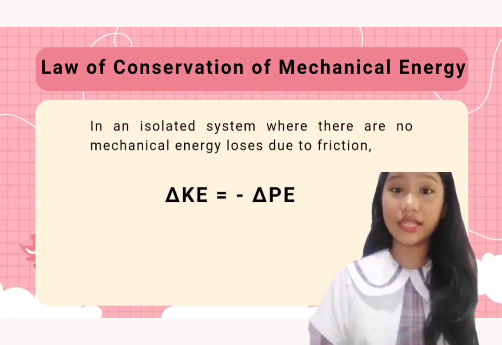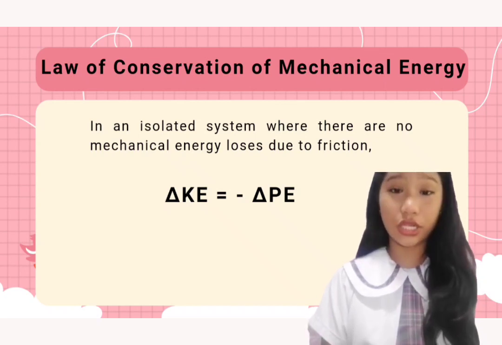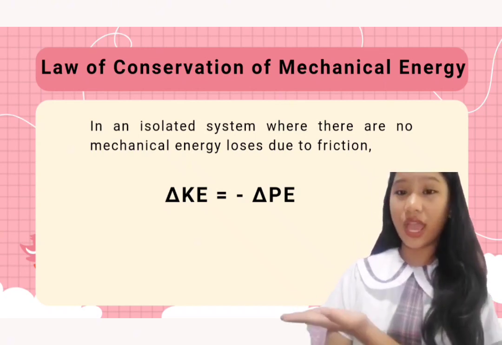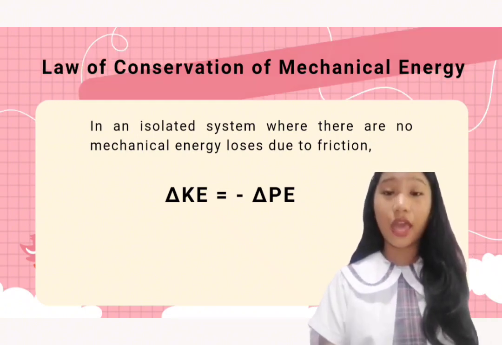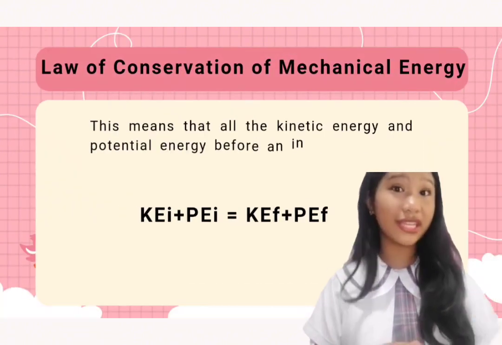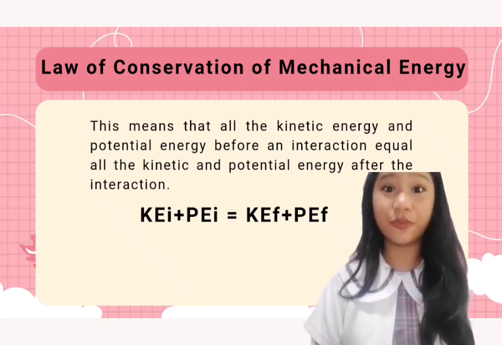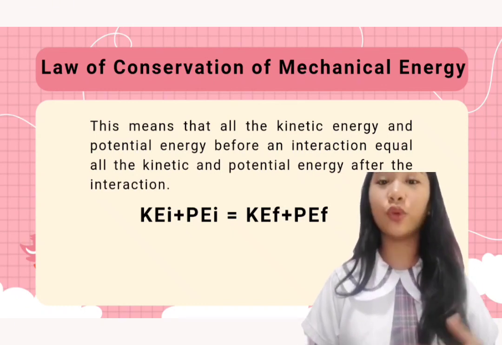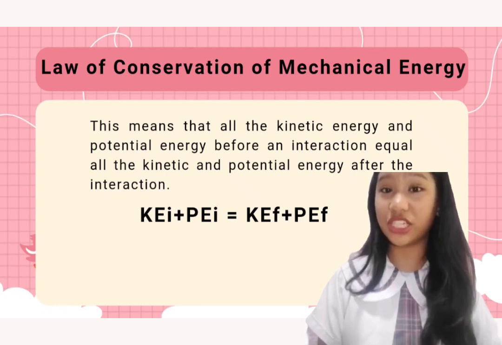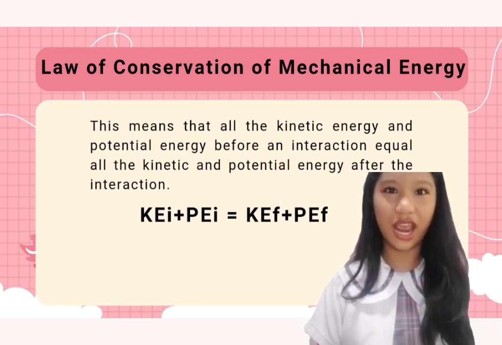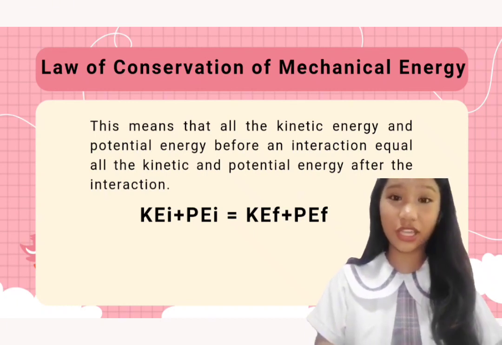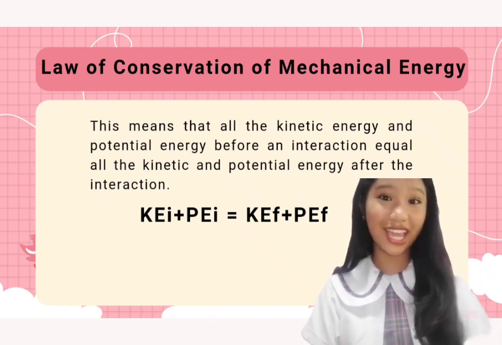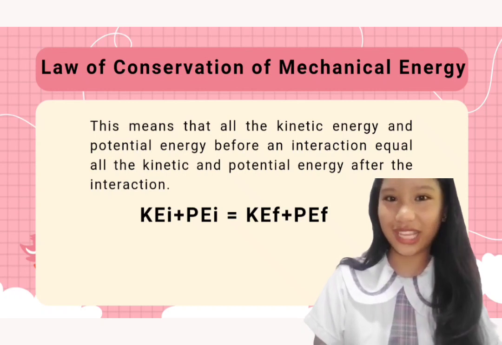In an isolated system where there are no mechanical energy losses due to friction, delta KE is equal to negative delta PE. This means that all the kinetic energy and potential energy before an interaction equal all the kinetic and potential energy after the interaction. Initial kinetic energy plus initial potential energy equals final kinetic energy plus final potential energy.